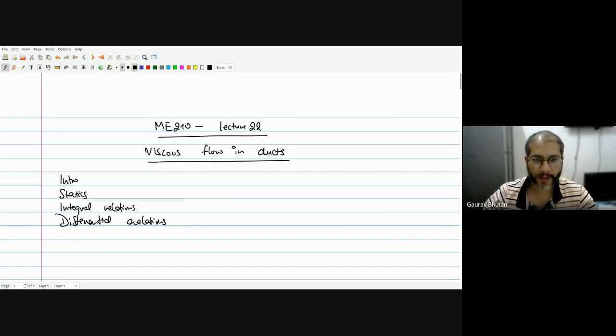In differential relations, we talked about how to find out the complete velocity profile by solving the Navier-Stokes equations for very special cases. We also learned about streamlines and velocity potentials. Then we said that it's not always possible to solve the problem theoretically. So then we talked about dimensional analysis.